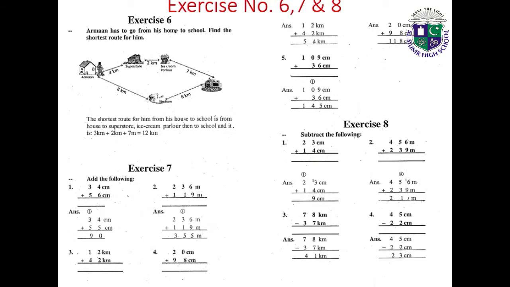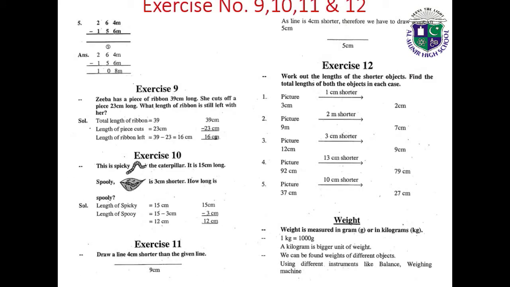Next exercise, question number 5, 26 minus 15, 6 minus 5 equal 1. 264 minus 156, 4 borrow, 14 minus 6 equal 8, 5 minus 5 equals 0, 2 minus 1 equal 1, 108 meter is your answer.